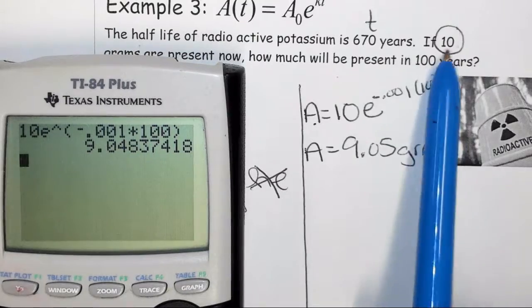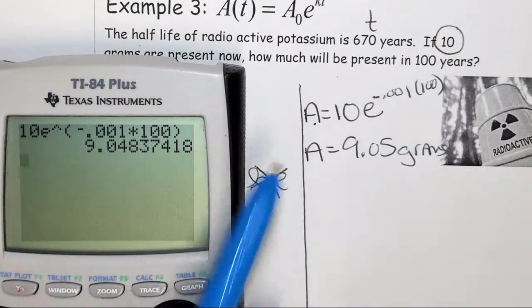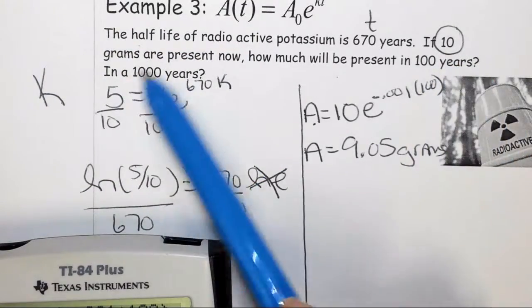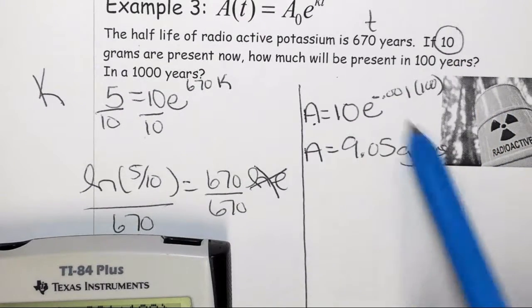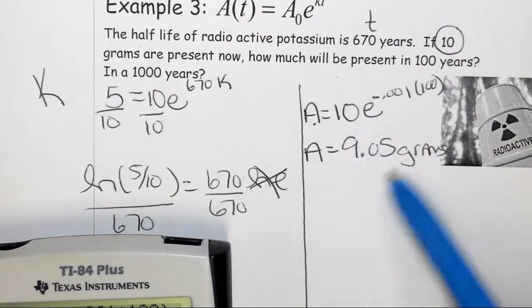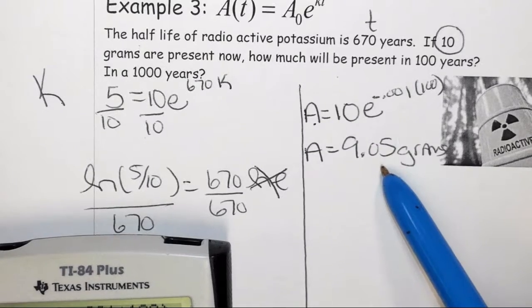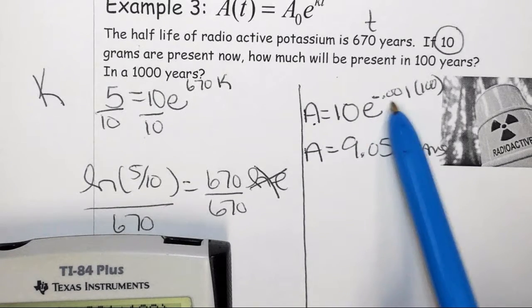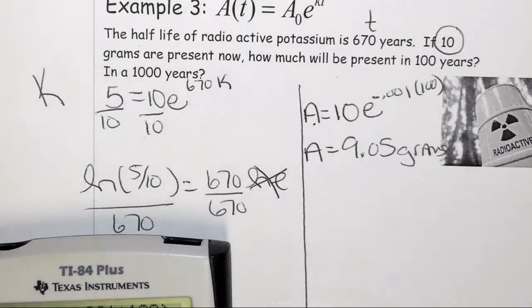Wow, it only went down barely any after 100 years. So is it decaying fast or slow? Really slow, because remember our growth rate is 0.001. So it takes a long time for this radioactive potassium to leave, doesn't it?